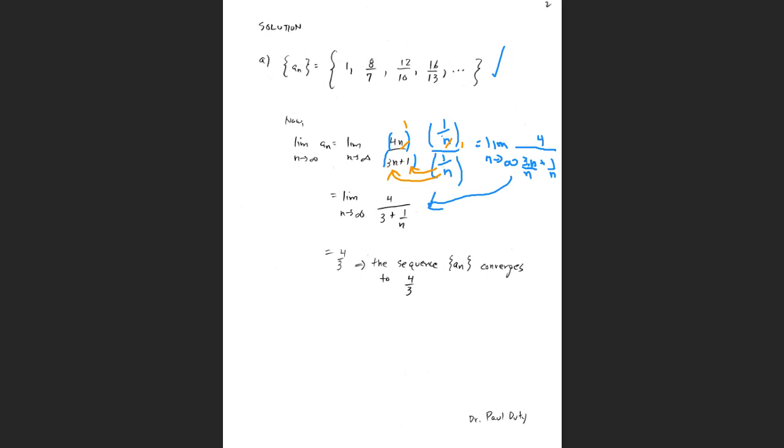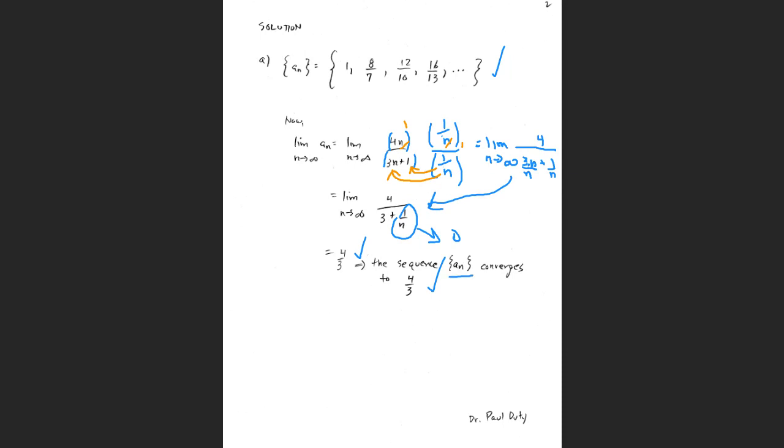And clearly, as n gets large, 1 over n is going to go to 0. It has no choice, right? And that'll leave you with 4/3. So the limit of the sequence is 4/3, and we say the sequence converges to 4/3. So the sequence of terms converges to 4/3.